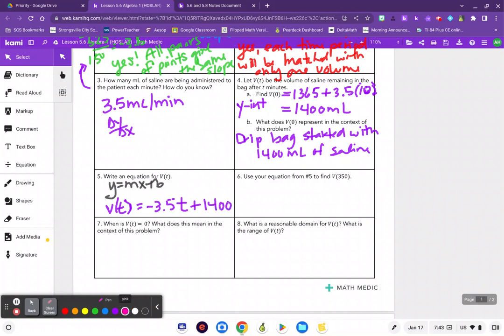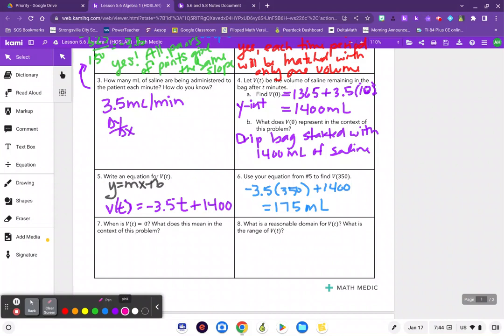Use your equation from number 5 to find V of 350. Then that means I'm going to say negative 3.5 times 350 plus 1400. And if I do that calculation, I get 175 milliliters.